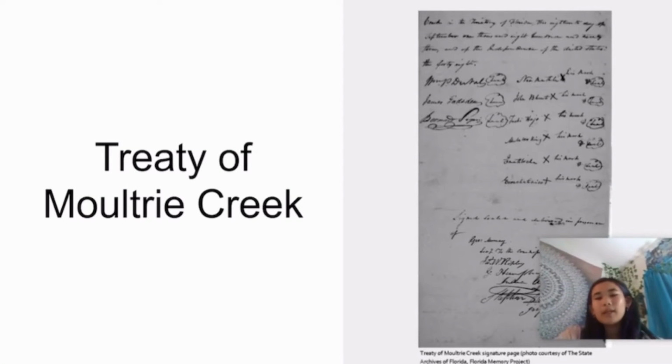Speaking of Micanopy, he also helped facilitate the Treaty of Moultrie Creek. The Treaty of Moultrie Creek, signed September 18th, 1823, was signed by the Seminoles and the U.S. government. And the terms of the treaty said that the U.S. government would protect the Seminoles if they promised to stay peaceful and law-abiding.